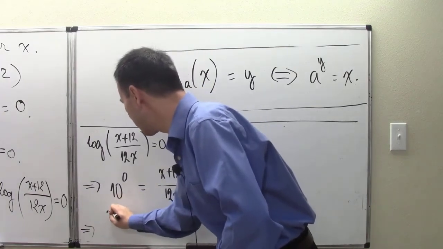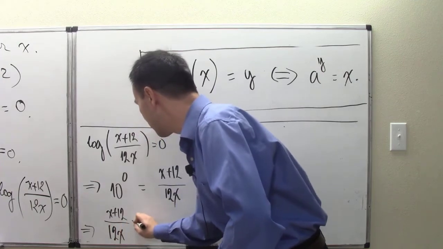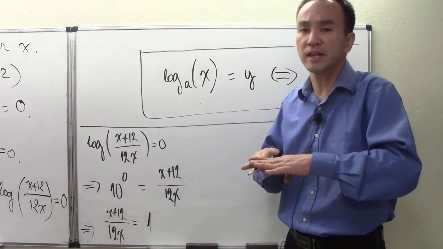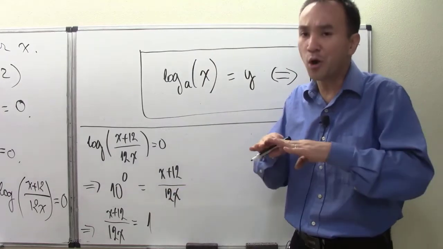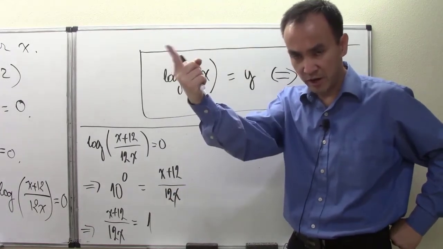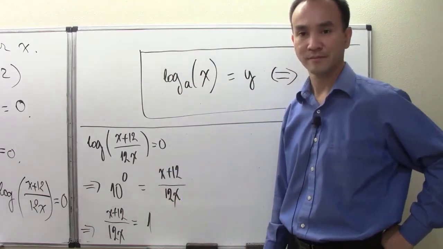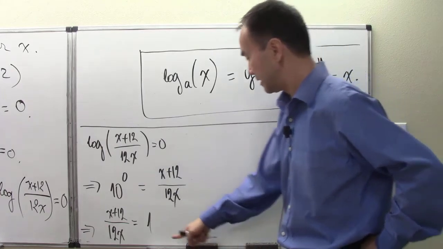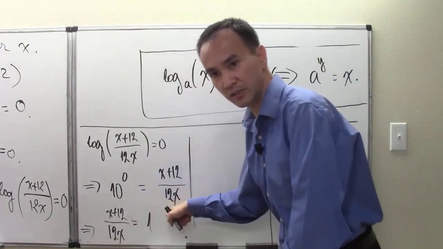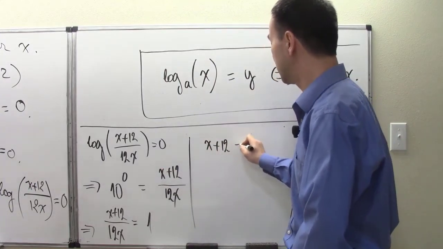My equation comes to one further step right here. (x + 12)/(12x) = 1, because 10 to the 0 equals 1. Anyone learning this in this lesson knows well enough that a non-zero value raised to the 0 power equals 1. Now the next step: I'm going to multiply the 12x to the opposite side. So here I'm looking at x + 12 = 12x.